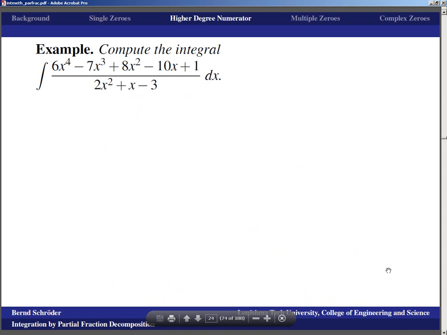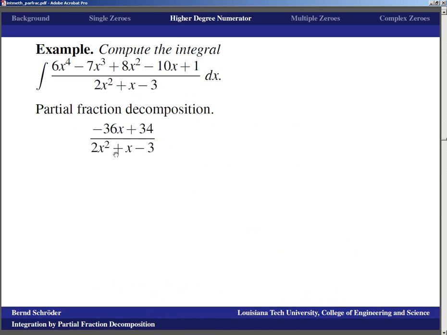So the next thing is a partial fraction decomposition of negative 36x plus 34 over 2x squared plus x minus 3. First thing we need to do is factor the denominator, and that's something that I am quite terrible at, but let's see, this would be something like 2x minus 1 times x plus 3 or something like that. Well, actually the other way around. 2x plus 3 times x minus 1.